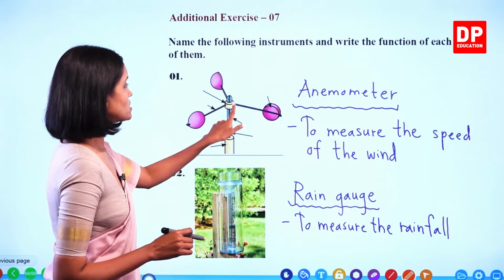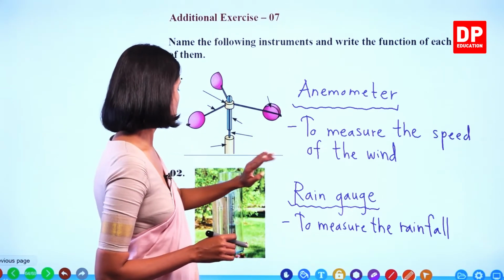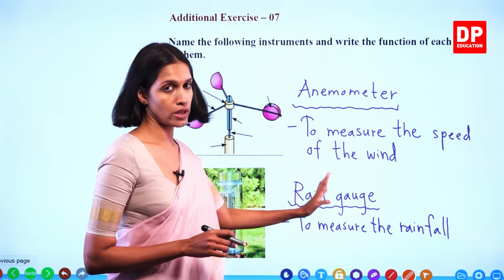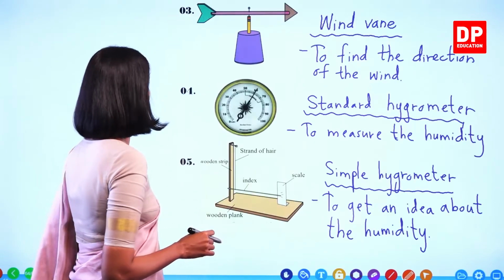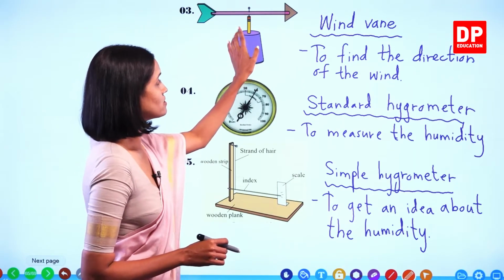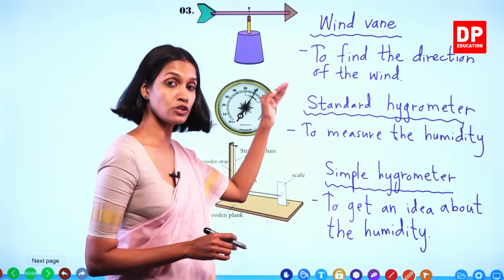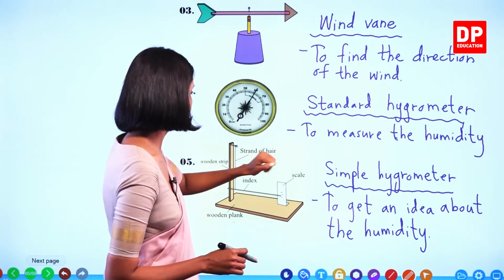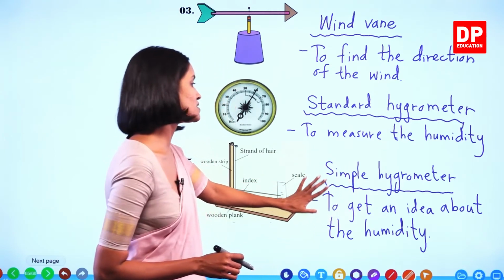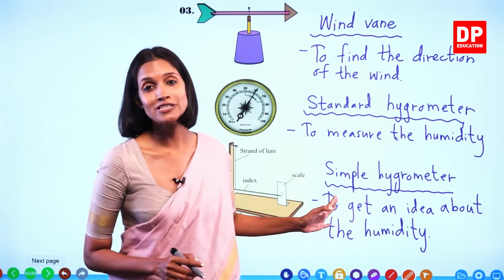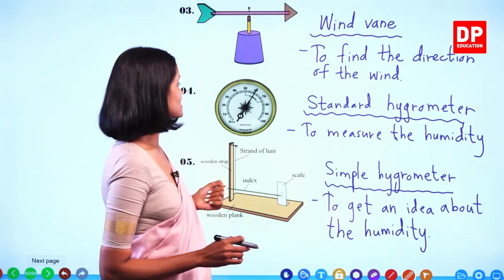So, anemometer to measure the speed of the wind, rain gauge to measure the rainfall, the wind vane to find the direction of the wind, standard hygrometer to measure the humidity, the actual humidity, simple hygrometer to get an idea about the humidity. Right? We'll move on to the next.